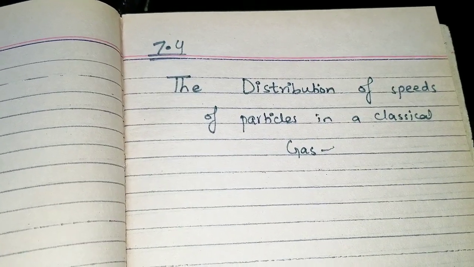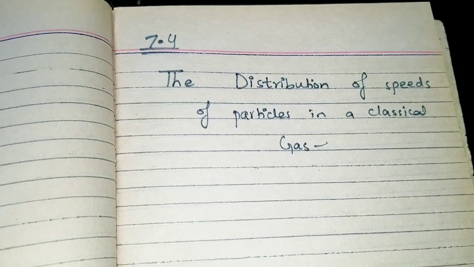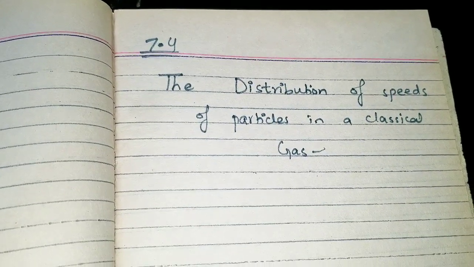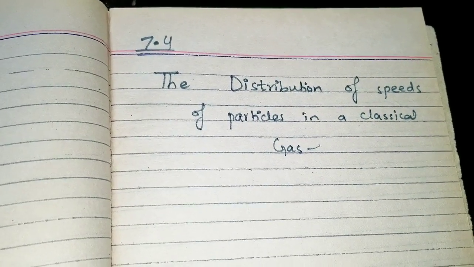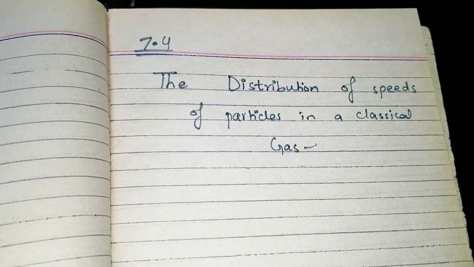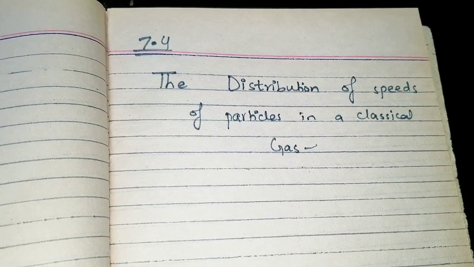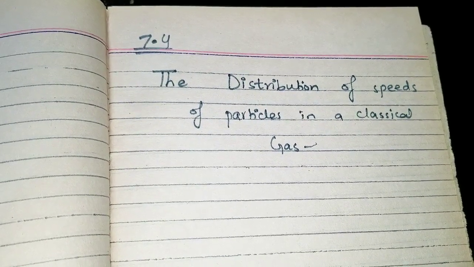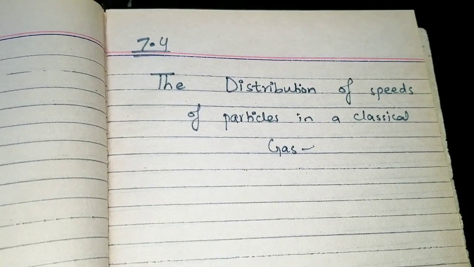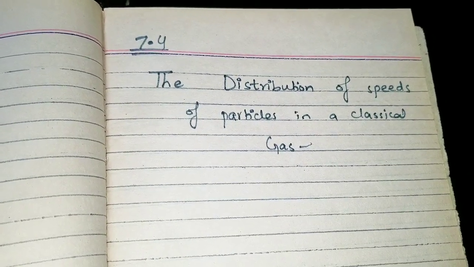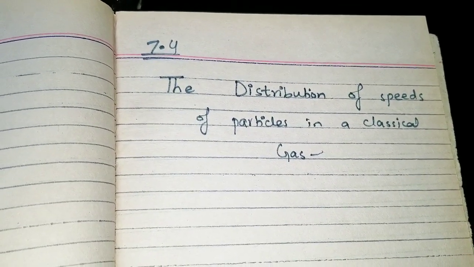In this video, we are going to discuss a topic named the distribution of speeds of particles in a classical gas. This topic is specifically from chapter 7 of Introduction to Statistical Mechanics by Roger Bowley. This is a requested video. One of my students requested me to upload that lecture. Okay, so we are doing it now.